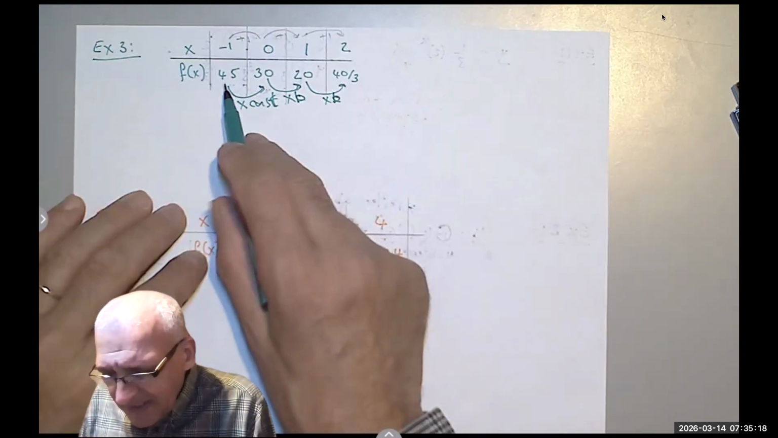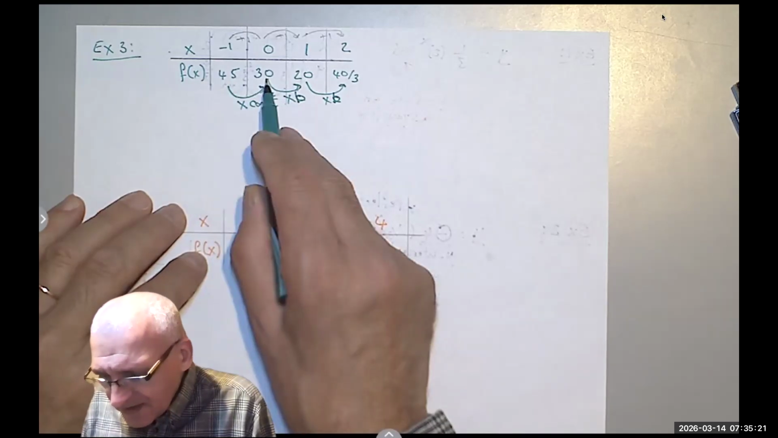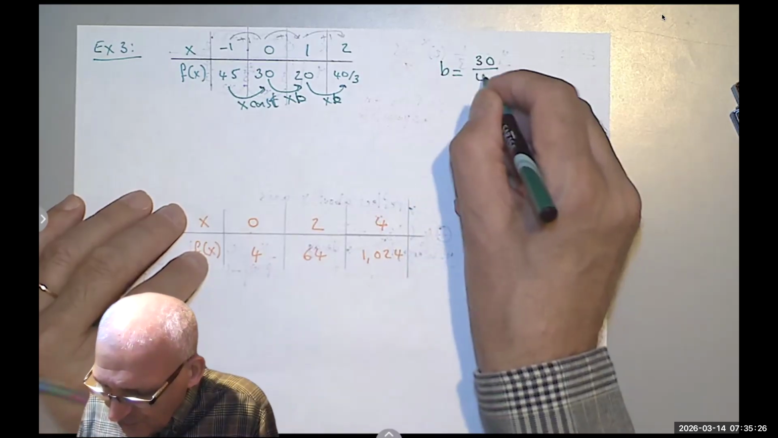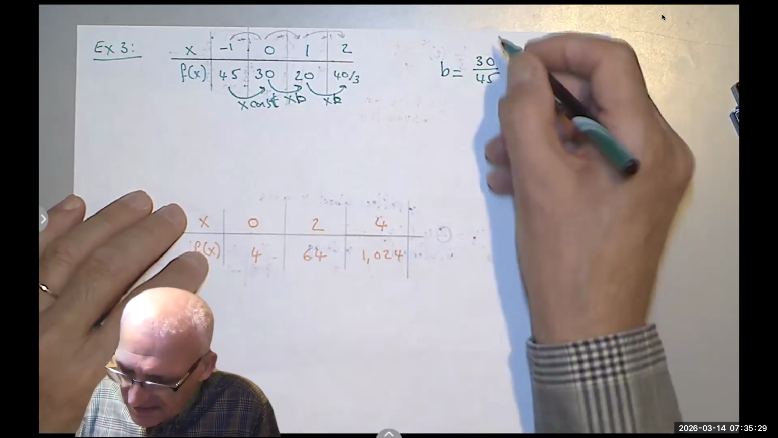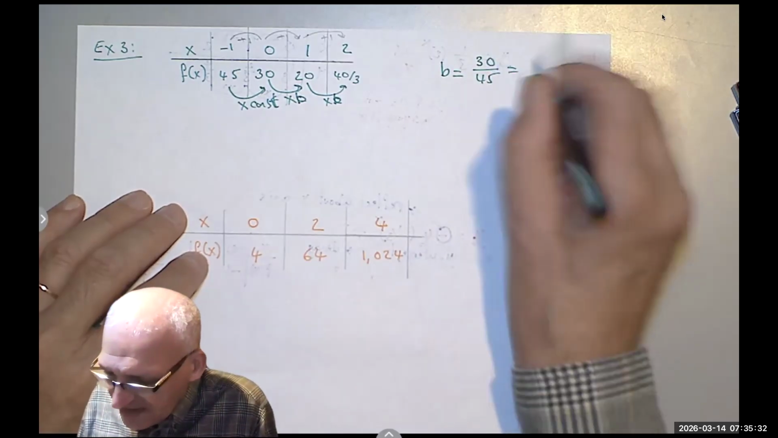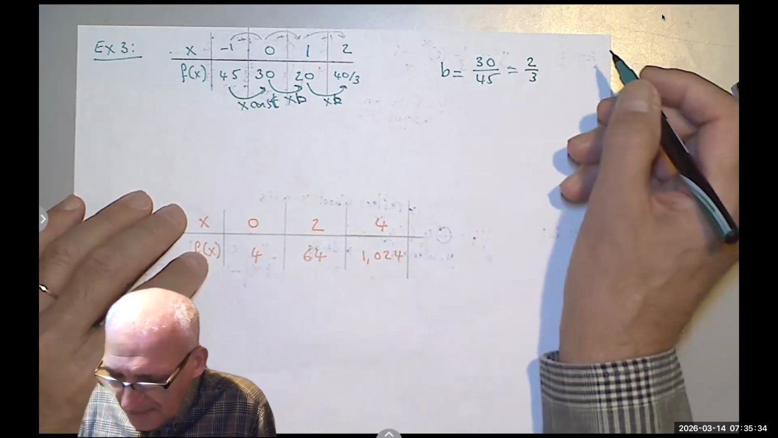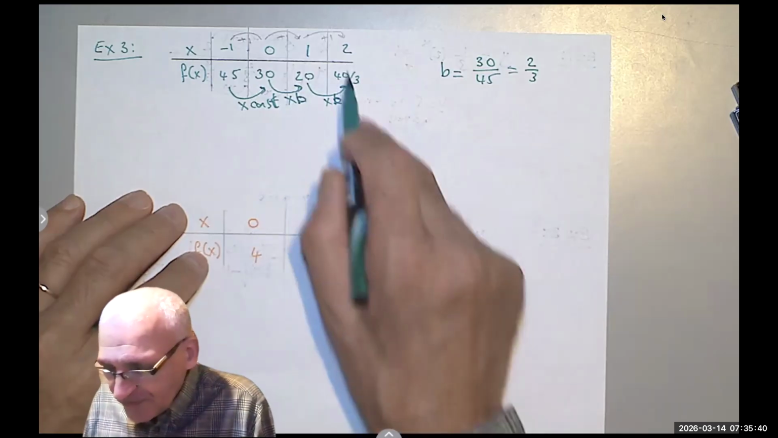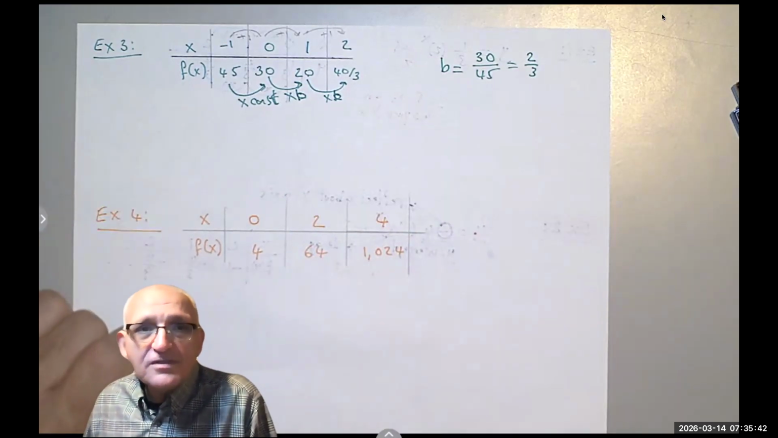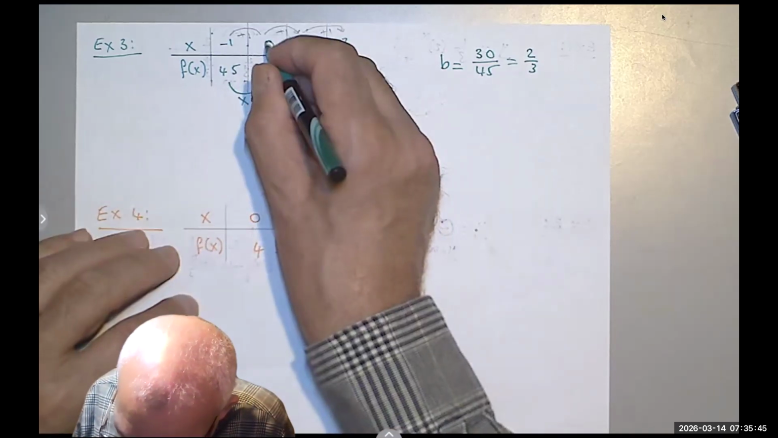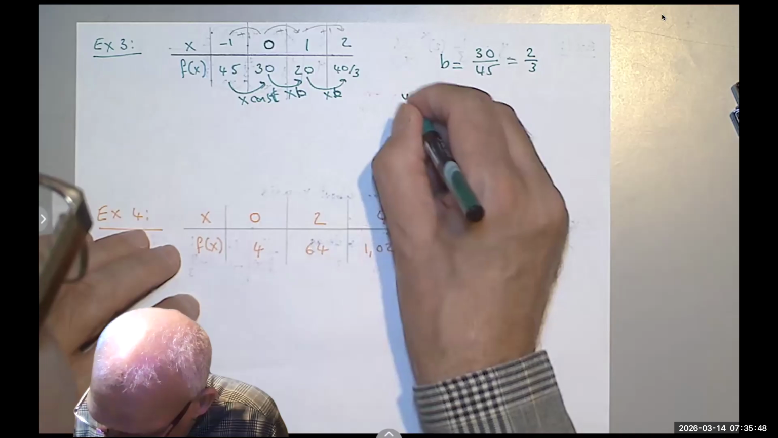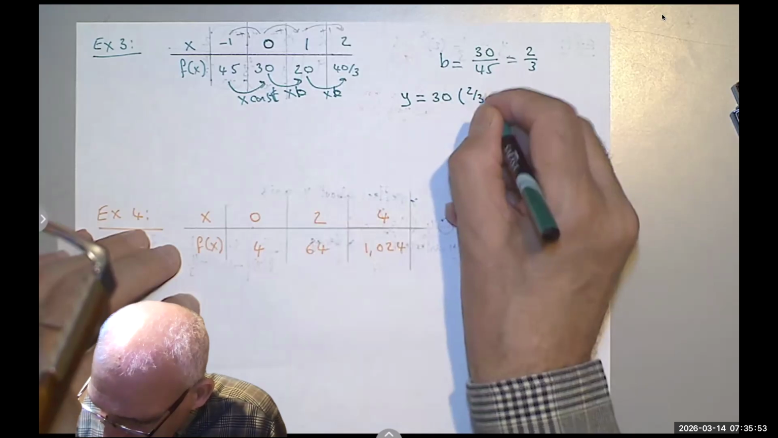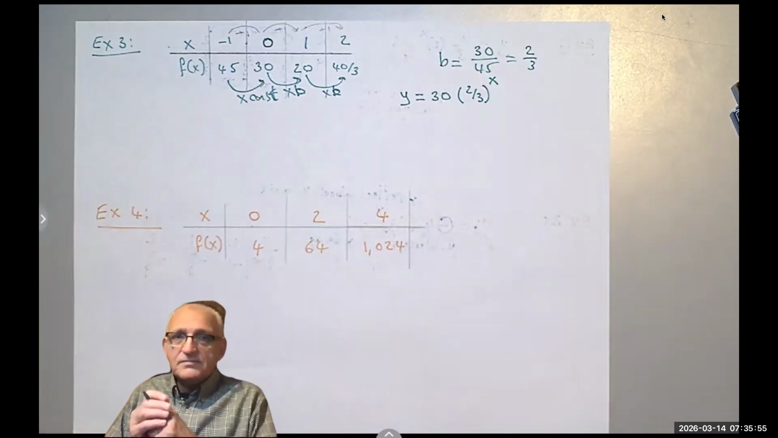So what did I multiply the 45 by to get 30? Well, the b here is 30 divided by 45. If I simplify top and bottom by 15, I get 2/3. Oh, 30 times 2/3 is 20. 20 times 2/3 is 40/3. So yes, definitely 2/3. The y-intercept is 30. So here I can say y equals 30 times 2/3 to the x. It's as simple as that.